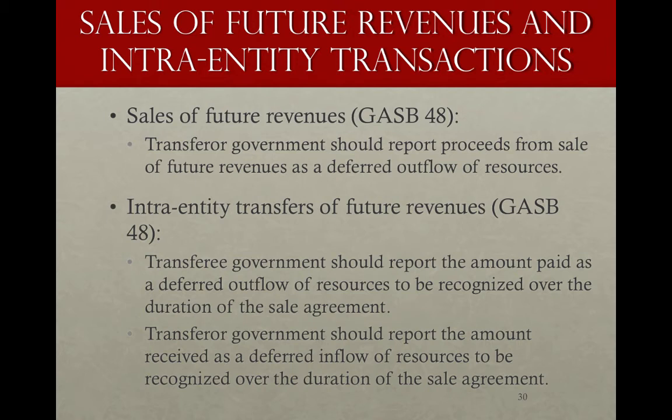In GASB Statement 48, which deals with the sales of future revenues, if a government receives proceeds from the sale of the revenues up front, it should report that as a deferred outflow of resources and then recognize the revenue from it over the period during which those future revenues are actually collected.